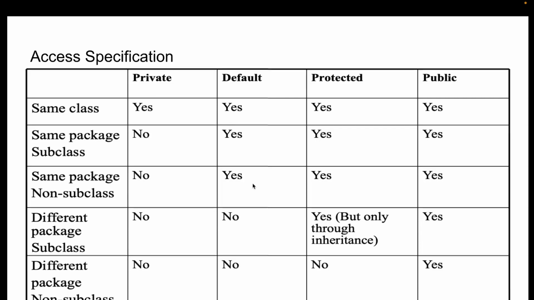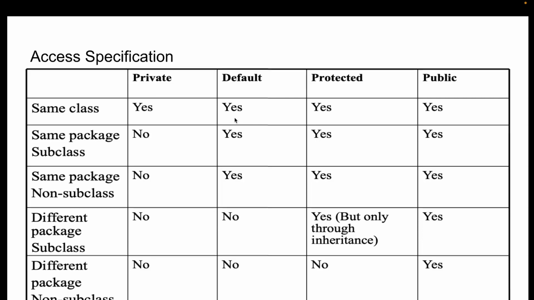But if there is any package which is outside, if there is another package, suppose I have package A and package B, and I have say 10 files in package A, and I want to use one of these files in package B, will I be able to do that? No, the answer is no. Why? Because the default scope of access is only within the package.